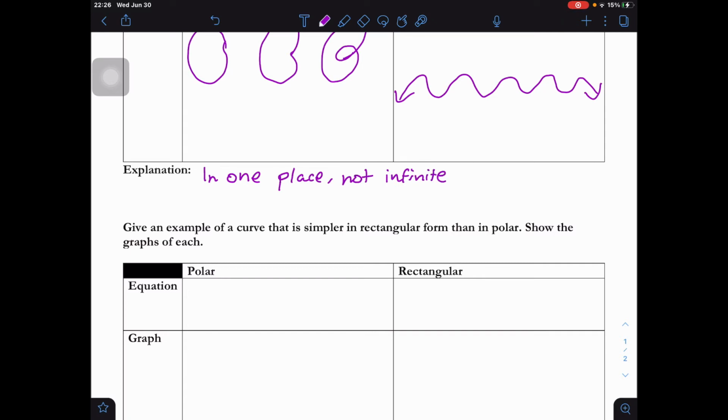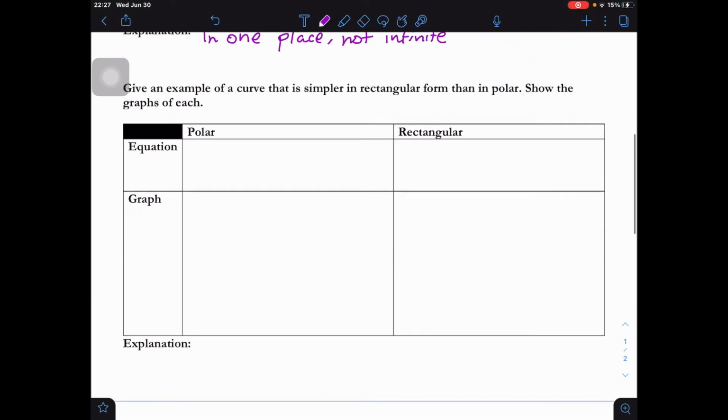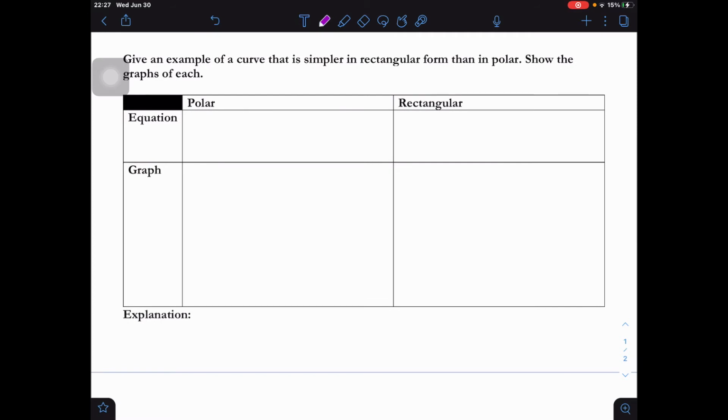Now we have to give an example of a curve that's simpler in rectangular form than in polar form. An example would be something like a times cosine of n times theta is equal to r. And in rectangular, it would be the same thing, except it would be equal to y.